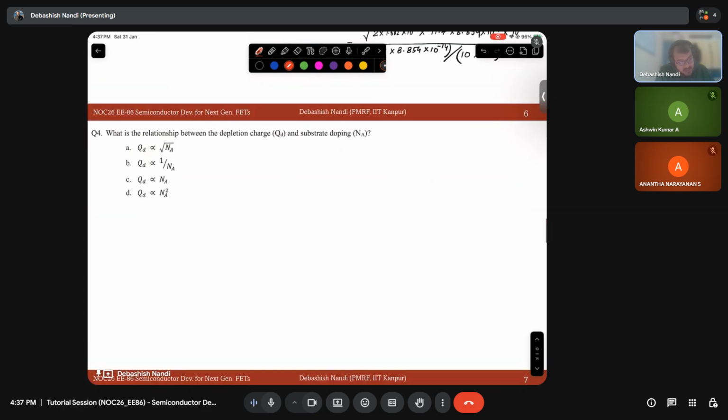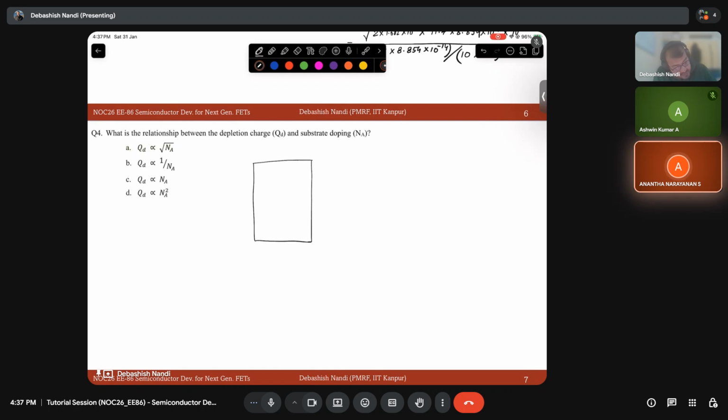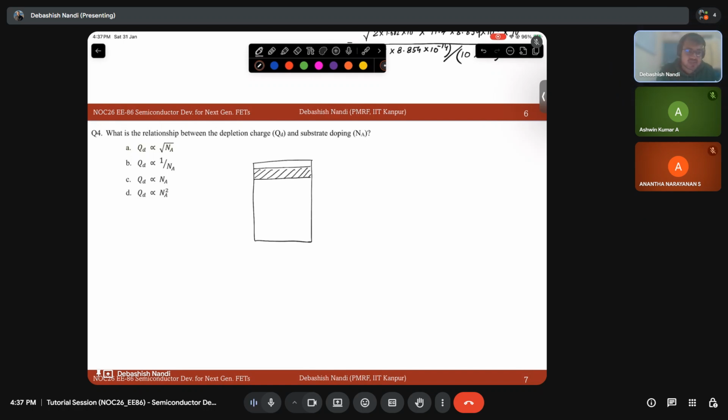Then what is the relationship between the depletion charge and the substrate doping? Tell me, how should I consider that? QD is proportional to root NA. Why? See, that is something like mugging up of answers. Just tell me the root. How did you tell that? Even how will you explain it to others that why QD is square root of NA?